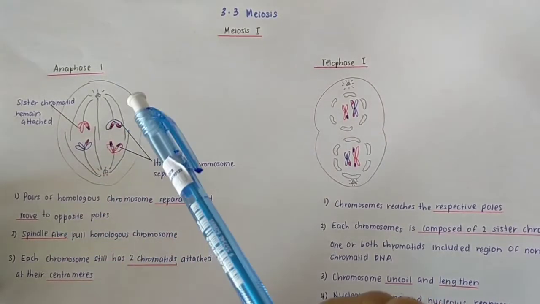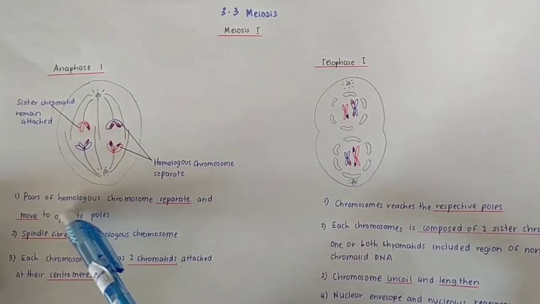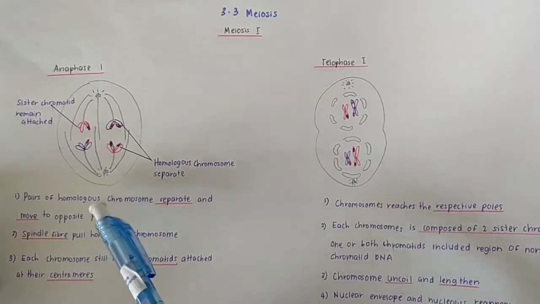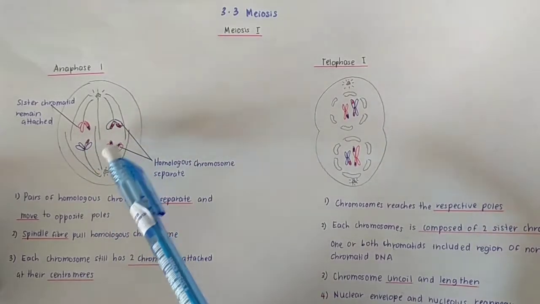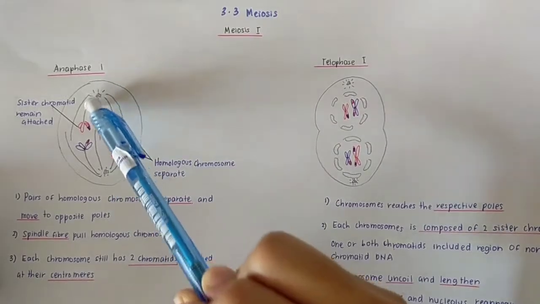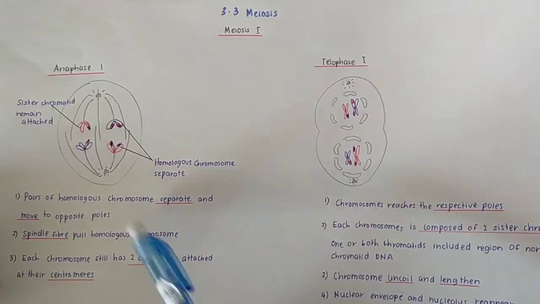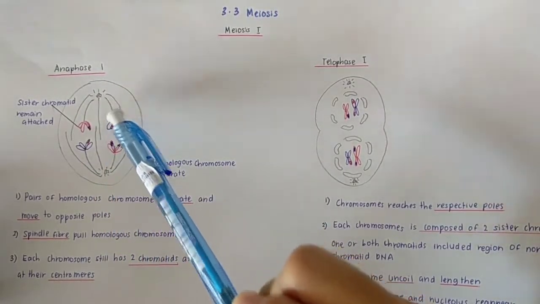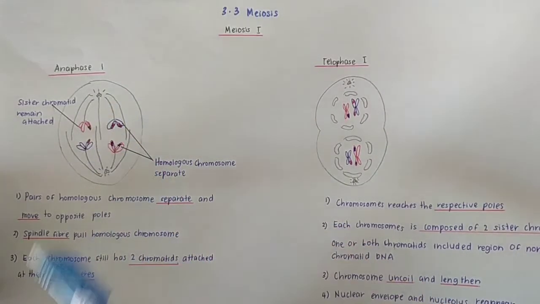Okay, now we look at the next stage, which is Anaphase One. Okay, so what happened during Anaphase One? Pair of homologous chromosomes separate and move to opposite poles. So if you look at here, this pair of the homologous chromosome will separate, okay, and it will move to the opposite pole like this. Okay, and the spindle fiber pull homologous chromosome. So the spindle fiber that attach to the centromere at each of the homologous chromosome, it will pull, okay, the homologous chromosome towards the opposite pole.